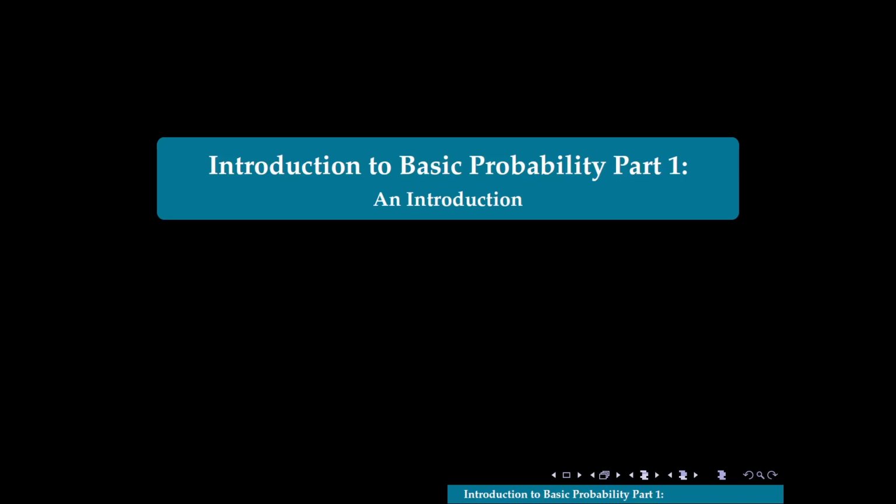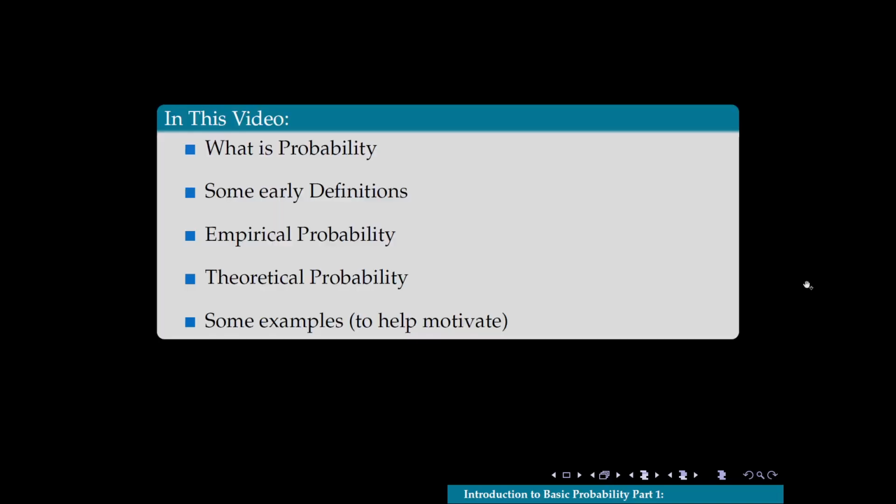So today is part one. We're going to be doing an introduction, kind of what is probability and that sort of thing. As I said, in this video we're going to be discussing what probability is, what it is used for and why. We will also get some early definitions to give a mathematical framework or groundwork in order to start developing the concept of probability. We will also define empirical probability and theoretical probability. And of course, we'll see some examples that help motivate understanding about these concepts.